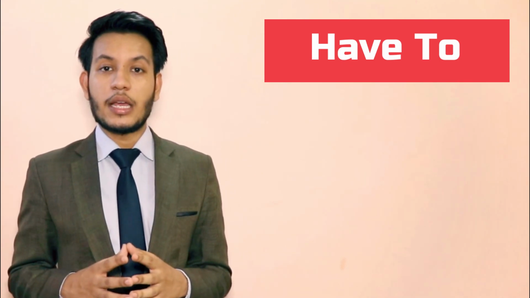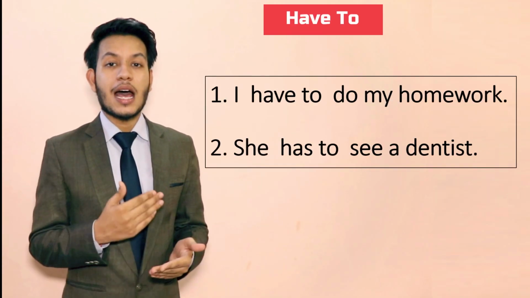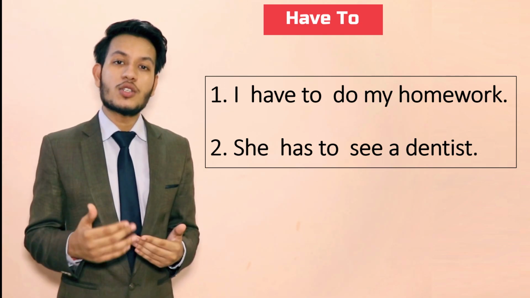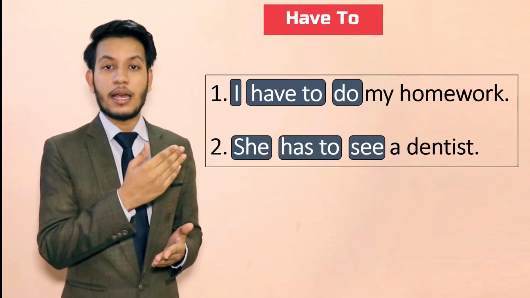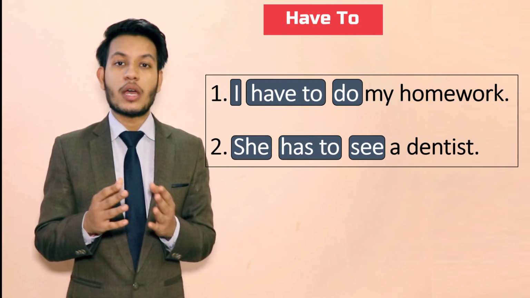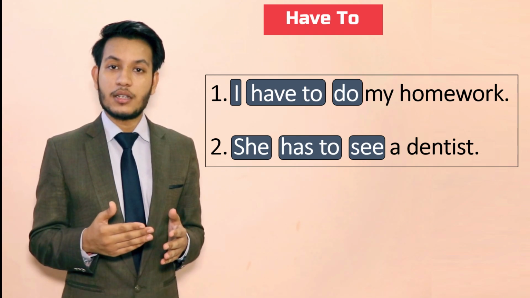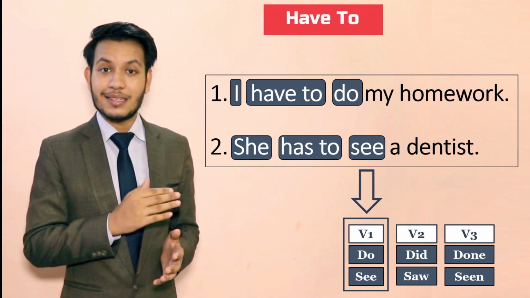And before I give you some examples, you need to know that we shall be framing sentences in present simple tense. Now look at the examples. I have to do my homework and she has to see a doctor. To learn to frame the sentences using have to, take a subject like I and she, and there you have to use have to and has to depending on the subjects. And after that, you need to use the first form of the verb like I have used in the sentences.